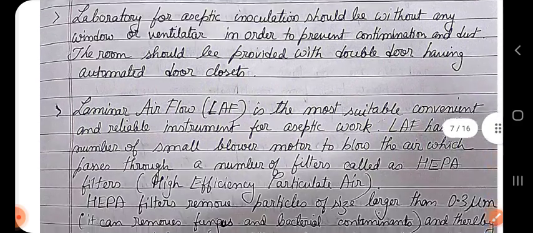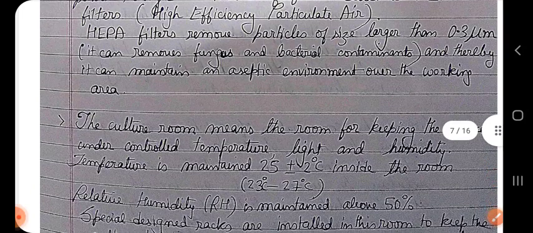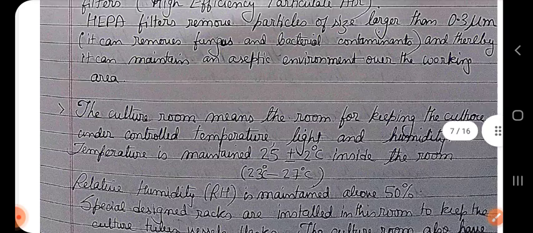Okay. The laminar airflow hood is the most suitable, convenient, and reliable instrument for aseptic work. Laminar airflow has a number of small blower motors, as I have already mentioned, that blow the air through a number of filters known as HEPA filters, high efficiency particulate air, which remove particles of size larger than 0.3 micrometer. That means it is able to remove the fungus, the spores, and the bacteria over the working area, and thus clean air comes when you are inoculating them into the culture medium.